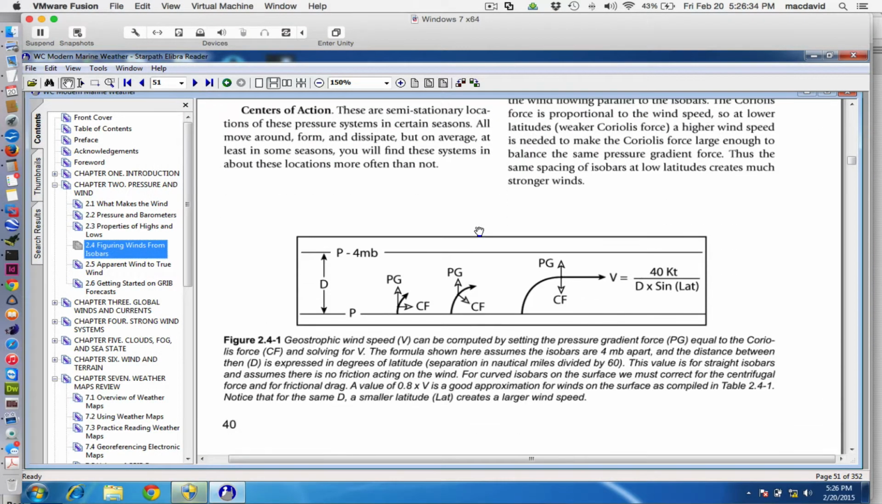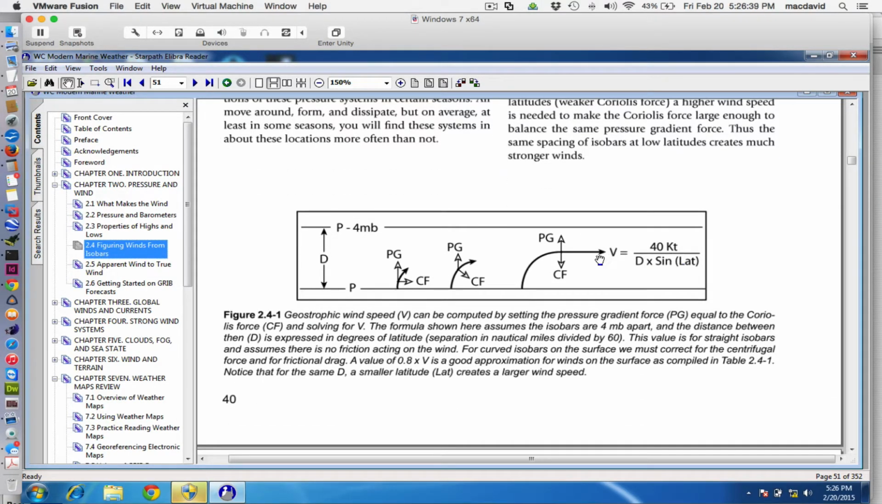Here's a section where we discuss why it behaves the way it does, but we end up with a formula. This is the formula when there's no friction, so it's 40 knots over D. The way we've defined our formulas, the reason that number is 40 instead of 12.8 or something is because we have defined D as the distance between 4 millibar isobars, expressed in degrees of latitude. This is all to make it easy, and that's the sine of the latitude. But this is with no friction.